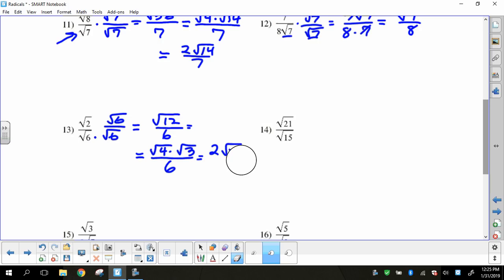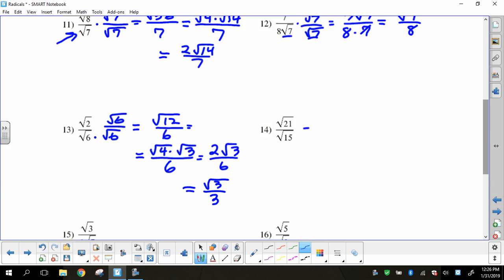And you're going to notice that we have a fraction now that's not reduced. And so we're going to reduce that fraction of 2/6, and that's the same as 1/3. So we have 1 times the square root of 3 on top and 3 on the bottom. And now it's simplified.